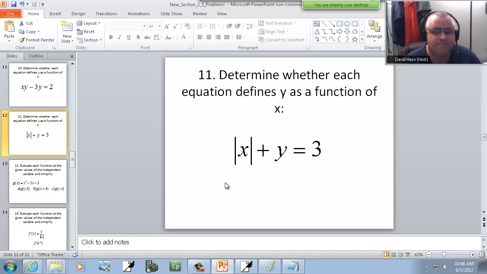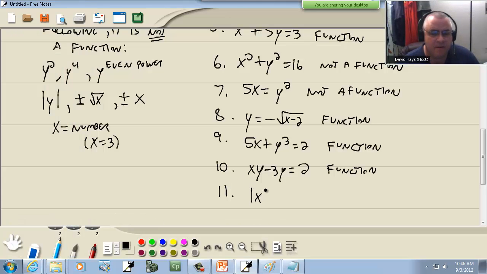And our last one. Absolute value of x plus y is equal to 3. This is fine. We can have the absolute value of x. We can't have the absolute value of y. So this is a function.